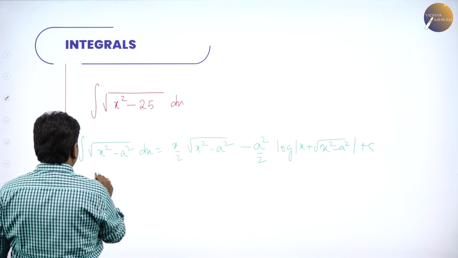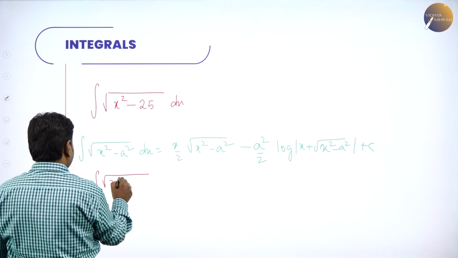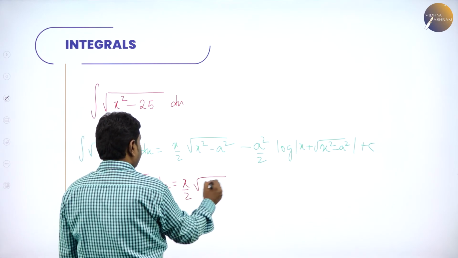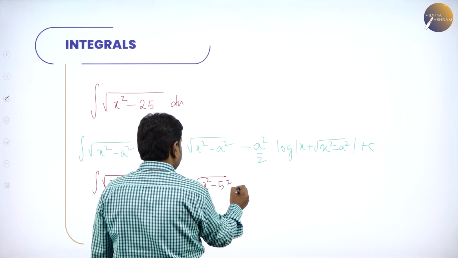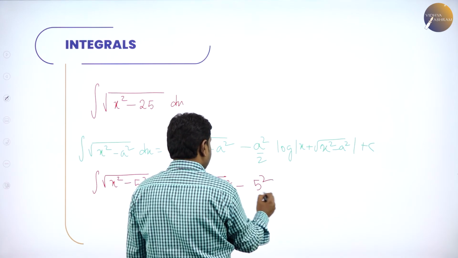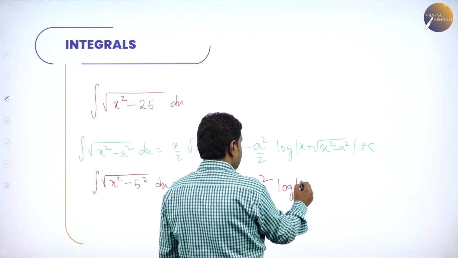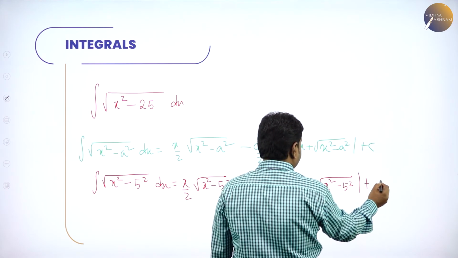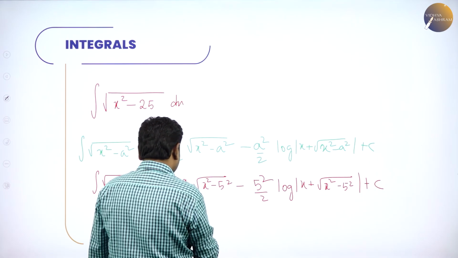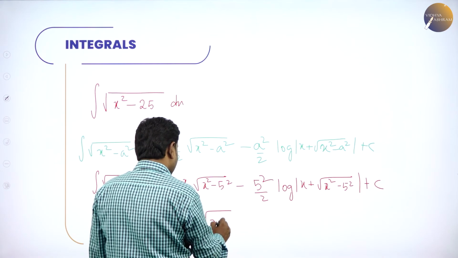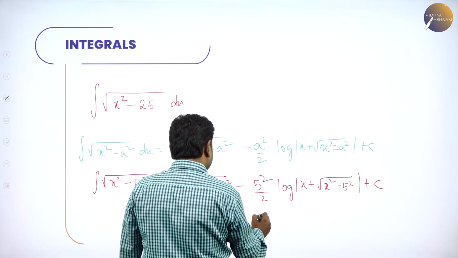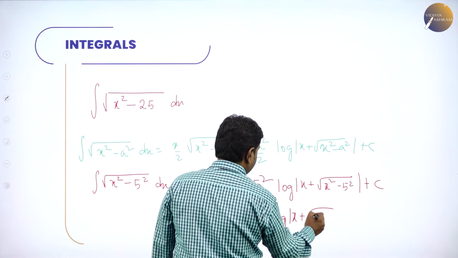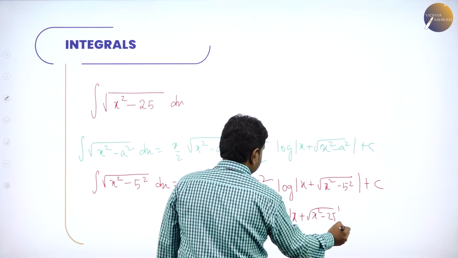So this can be written as the integral of root of x square minus 5 square dx: x by 2 root of x square minus 5 square, minus 5 square by 2 log of mod of x plus root of x square minus 5 square plus c. So that is x by 2 into root of x square minus 25, minus 25 by 2 log of mod of x plus root of x square minus 25 plus c.